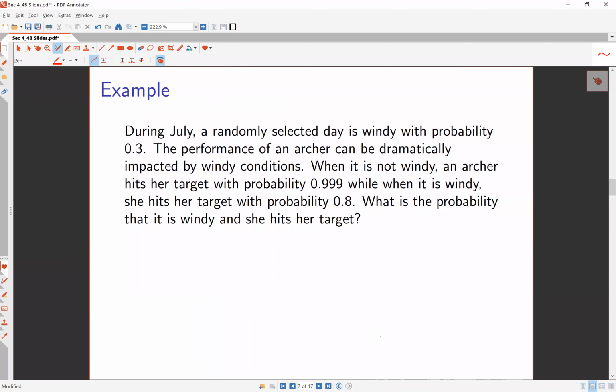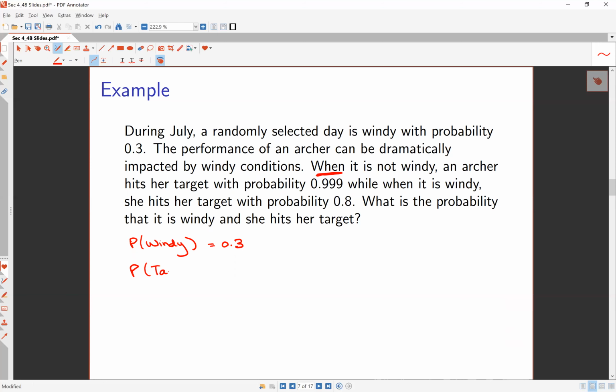During July, a randomly selected day is windy with probability 0.3. So let's write down that first piece of information. The probability that it's windy is 0.3. The performance of an archer can be dramatically impacted by windy conditions. When it is not windy, and "when" is one of those keywords that indicates conditioning, so conditional on it not being windy, an archer hits her target with probability 0.999.